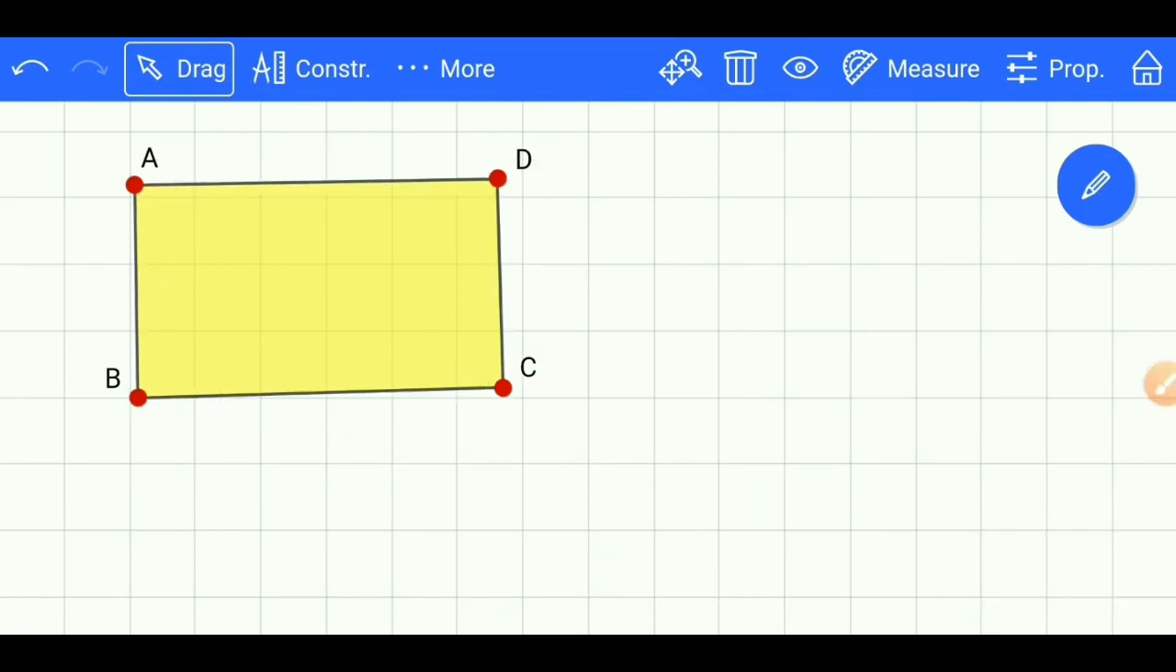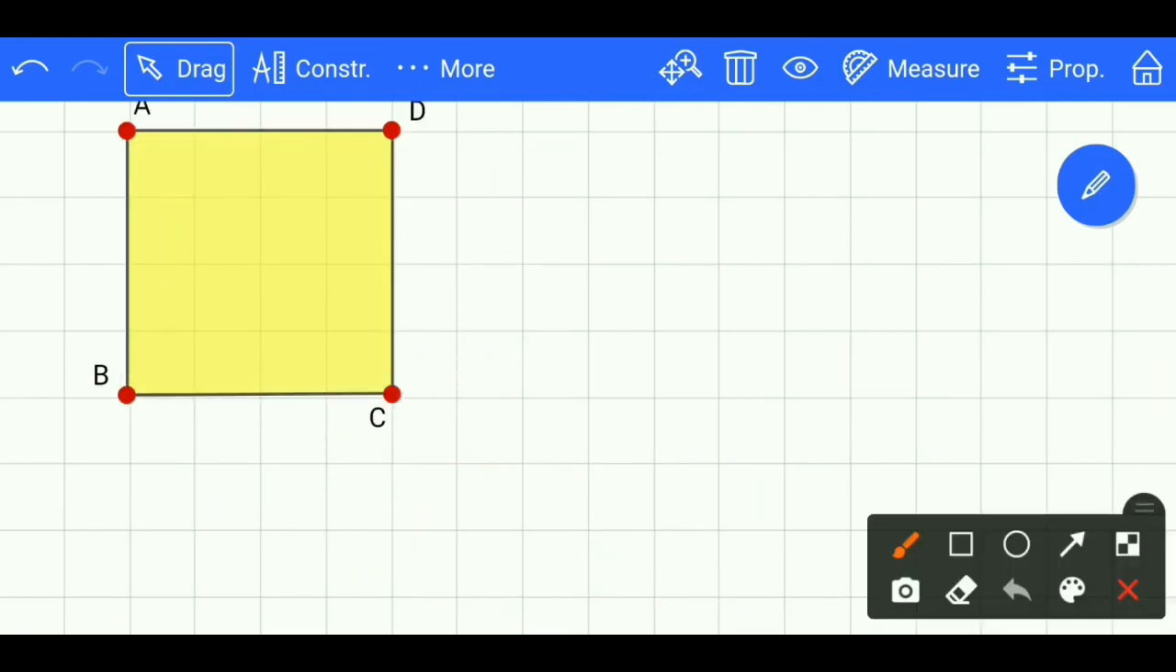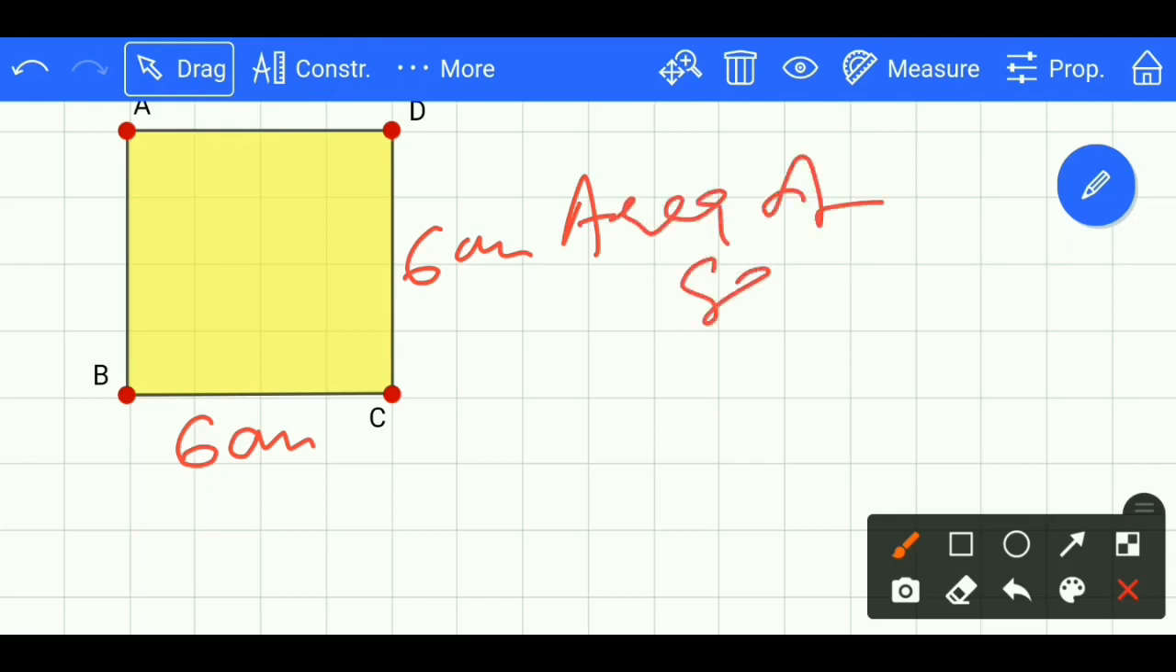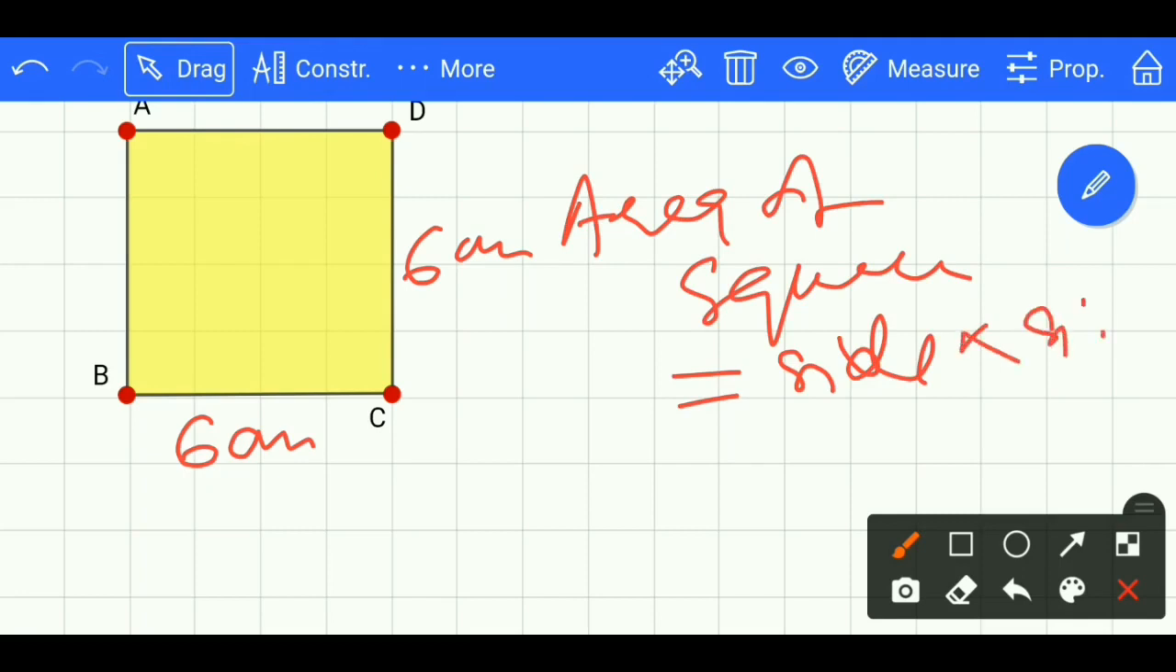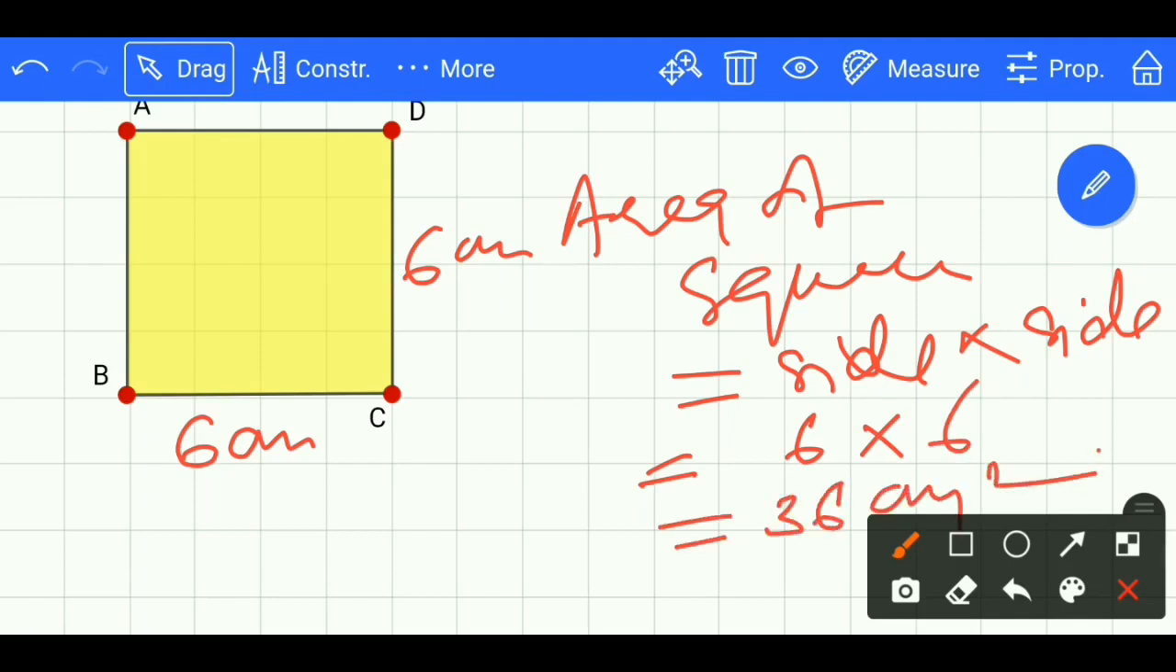Now we will change this rectangle into a square, and the side of the square is 6 centimeter and 6 centimeter. The area of square equals side into side. Therefore 6 into 6 equal to 36 centimeter square.